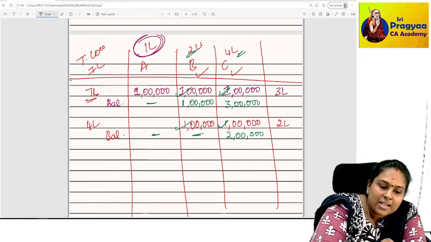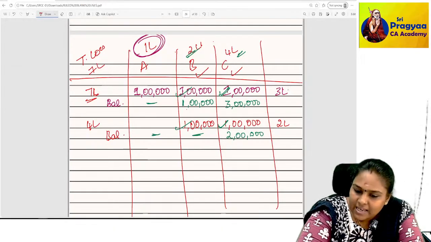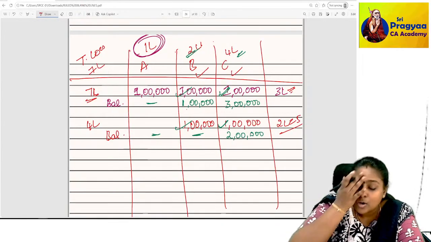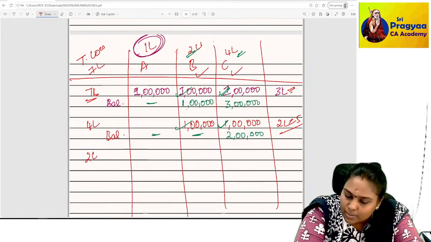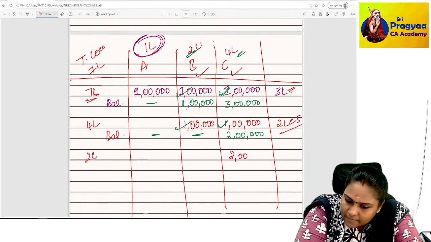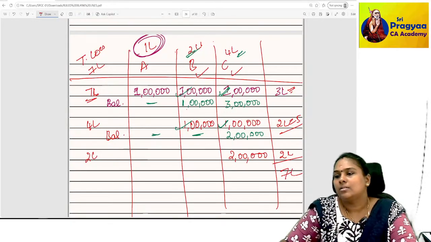Now what is the loss that is still outstanding? 5, 3 plus 2, how much is 5 lakhs loss இதற்கு settle பண்ணிருக்கேன். எவ்வளோ இன்னும் outstanding-ஆ இருக்கு? 2 lakhs. This entire 2 lakhs is available only with C. So I'll take only from C. Total loss recovered will be 7 lakhs.